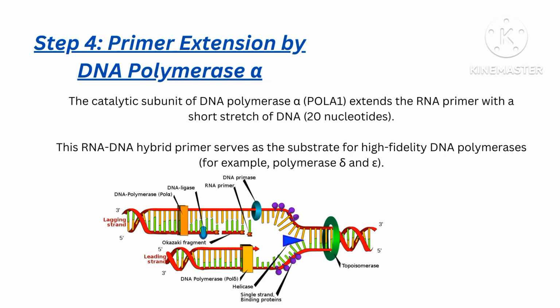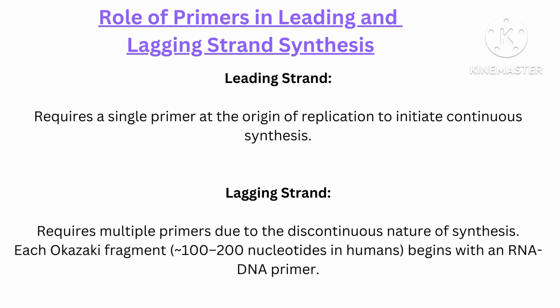Step 4. Primer extension by DNA polymerase alpha. The catalytic subunit of DNA polymerase alpha, POLA1, extends the RNA primer with a short stretch of DNA, about 20 nucleotides. This RNA-DNA hybrid primer serves as the substrate for high-fidelity DNA polymerases, for example, polymerase delta and epsilon. 4. Role of primers in leading and lagging strand synthesis.